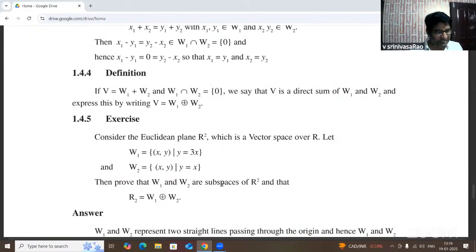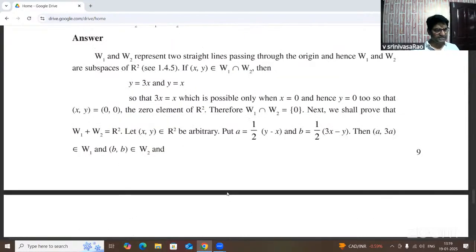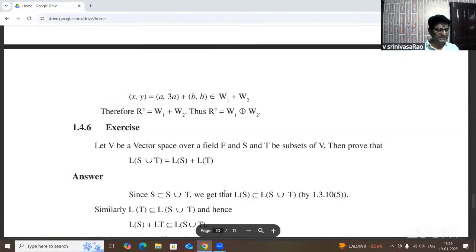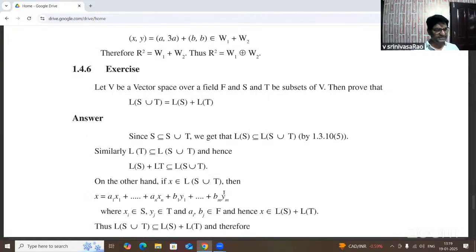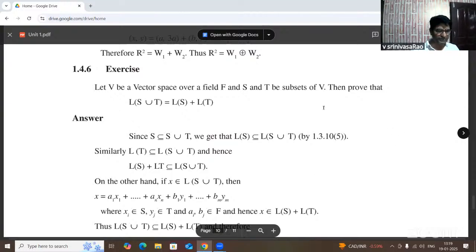Okay students, this is the concept of this one. In the same manner, you have to refer to 1.4.4. And at the same time 1.4.6, the union of any two subspaces: the linear span of S union T can also be written as L of S plus L of T. This is also one of the important ones in the final examination.